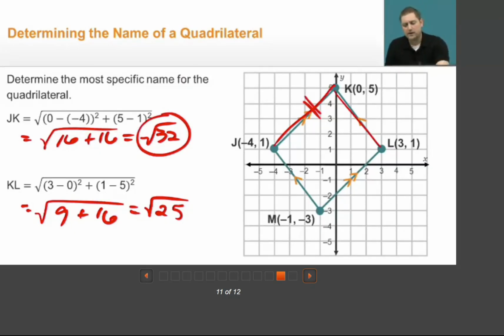Well, because this value is not the same length as this value, or JK is larger than KL, I can't say that this is a rhombus because I would have to have all 4 sides be the same. So the most specific name that I can give this quadrilateral JKLM is a parallelogram. Now see if you can use the properties of quadrilaterals to help you on this next example.